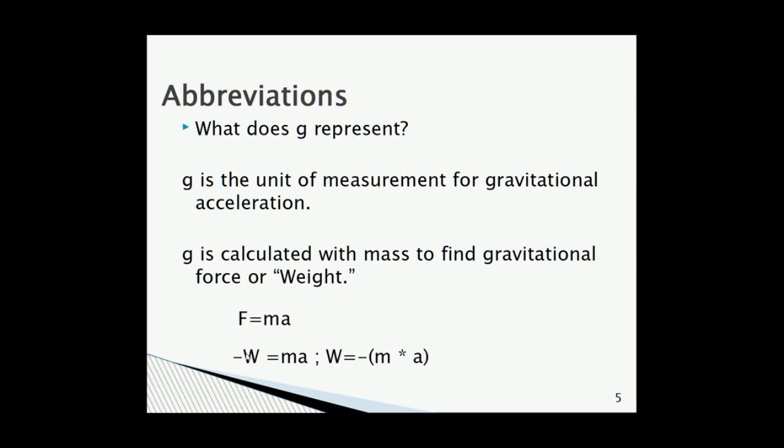Now, we're going to perform some simple algebra and multiply both sides by -1. When we multiply both sides by -1, we get the weight force is equal to the negative quantity mass times acceleration. We did this just to clean up the formula. Now that we have a formula, we are going to perform an example problem.